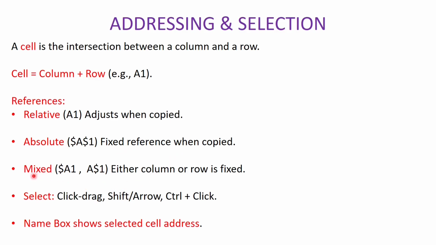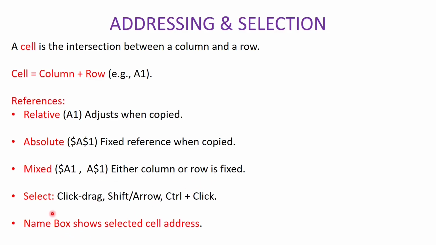And next one is a mixed reference, that is $A1 or A$1. Either the column or the row remains fixed. $A1 means the column is fixed and the row will change. A$1 means the column will change and the row number is fixed.